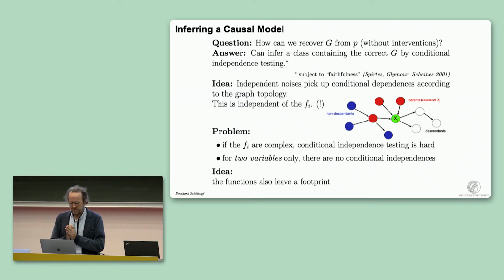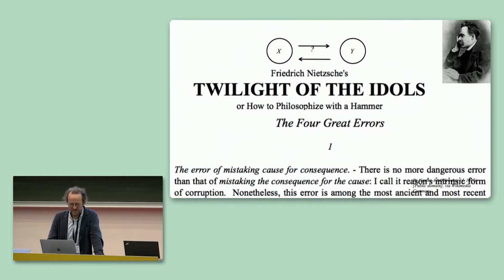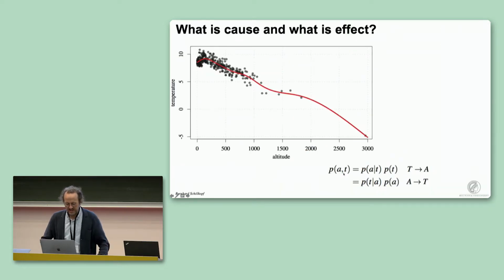And then the idea will be that the functions can also leave a footprint in the data that we can employ if we are willing to make certain assumptions about a certain type of independence, not of noise variables, but of mechanisms. I'll talk about this. That's the main point of this talk. So let's look at this two-variable case, which is also a classical problem in philosophy. Nietzsche called it reason's intrinsic form of corruption, the error of mistaking cause for consequence. Let's look at one particular example just to convince you that in principle it might sometimes be possible to decide what is cause and what is effect.